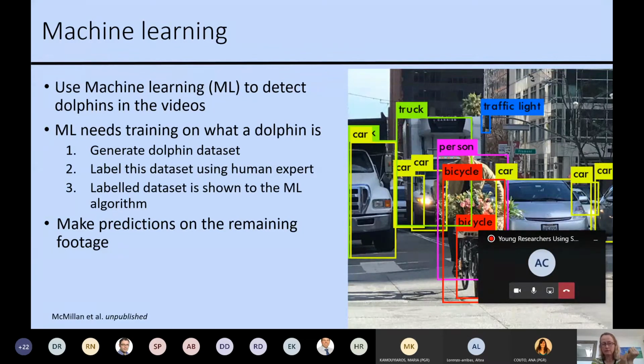So in the second stage then, Claudia has taken a lot of effort and gone through over 20,000 of these objects of interest and labeled them manually. So are these dolphins, are these multiple dolphins? Is it a whale or is it something else? So there was a lot of water splashes, but sometimes also turtles and birds in that data set that needed to be divided. And then in a third stage, this labeled data set is shown again to the machine learning algorithm. So the algorithm learns this way what are dolphins and what are not, and then you can use what is learned to make predictions for the remaining footage.